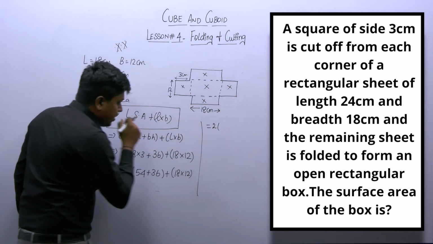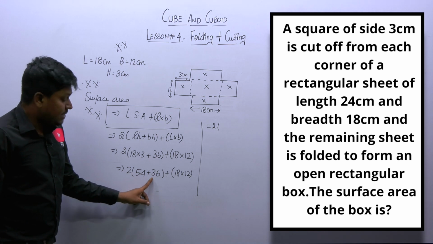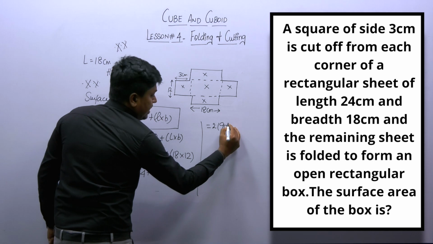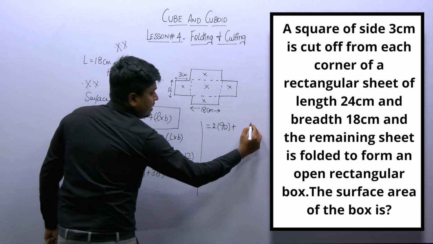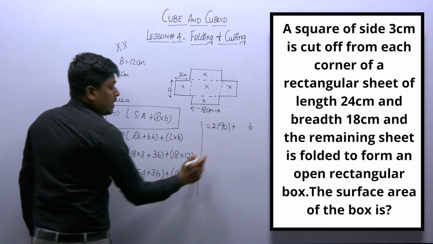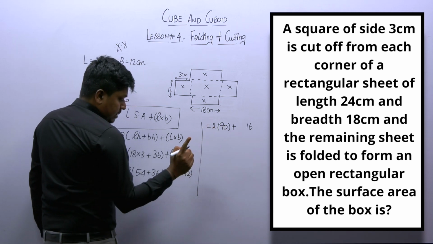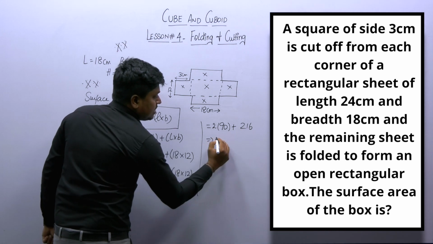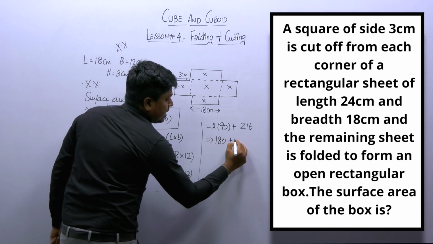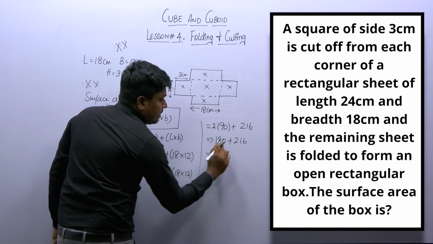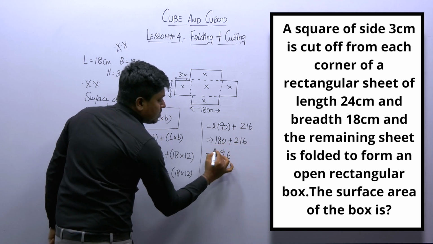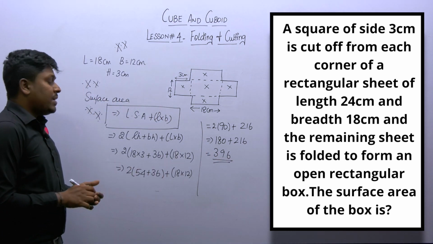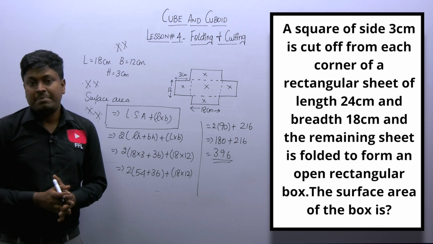So this will be 2 into (54 plus 36), which is 2 into 90, so this becomes 180. Then 18 into 12 is 216. So 180 plus 216 will be 396. So finally we got the surface area of the box as 396 centimeters square.